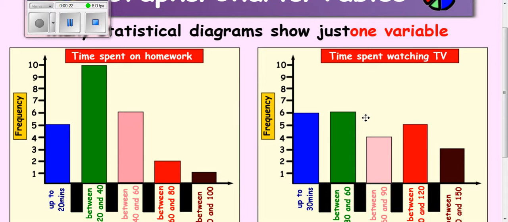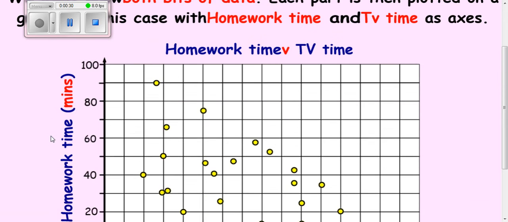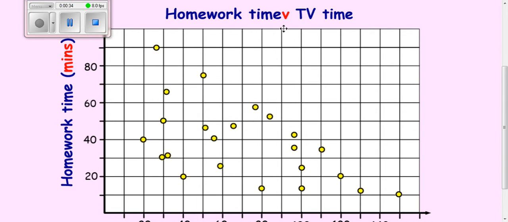What a scatter diagram does is it combines two pieces of information and shows it on the same diagram. We'll have a look at that now in this next screen. So this is a scatter diagram here with dots on it, and it's homework time versus TV time. Now the thing that a scatter diagram does is it shows a connection or not between two different variables.